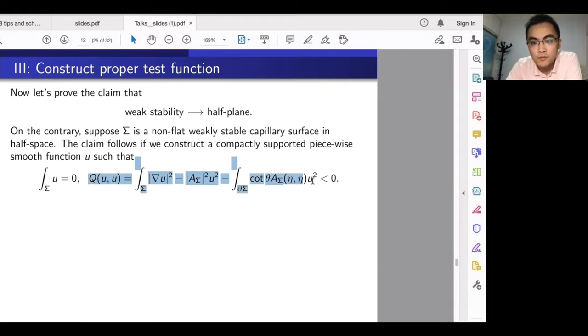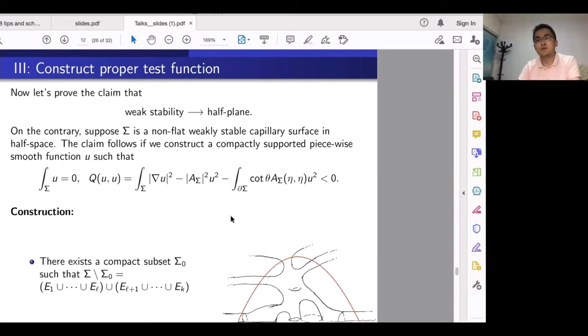and the quadratic form is negative. This will violate the weak stability, so basically we are constructing a counterexample. Then the proof just reduces to the construction of such a function. I would like to split the construction into a few steps.